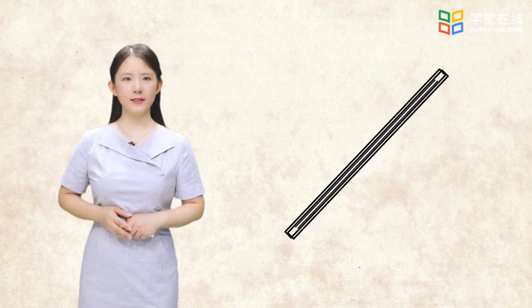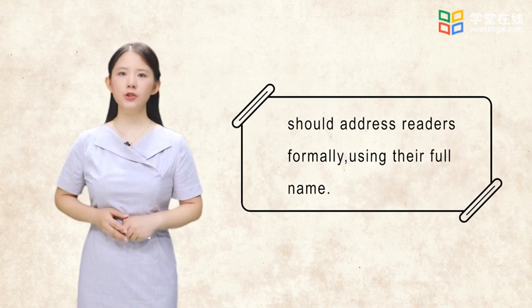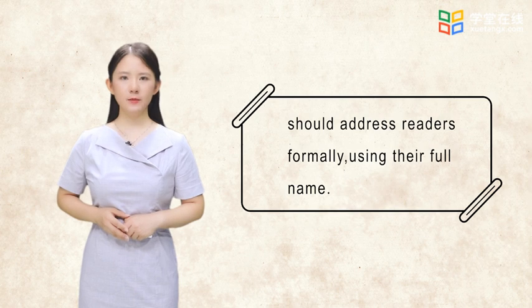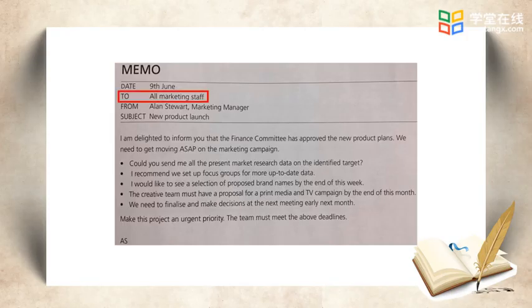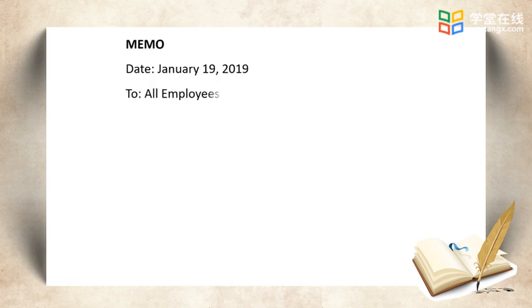Next, you need to address the recipient. Although a memo is less formal than a business letter, you should address readers formally, using their full name. Sometimes their job title should be mentioned too. This example shows it will be sent to all marketing staff. If you include everyone in your organization, you might write to all employees.